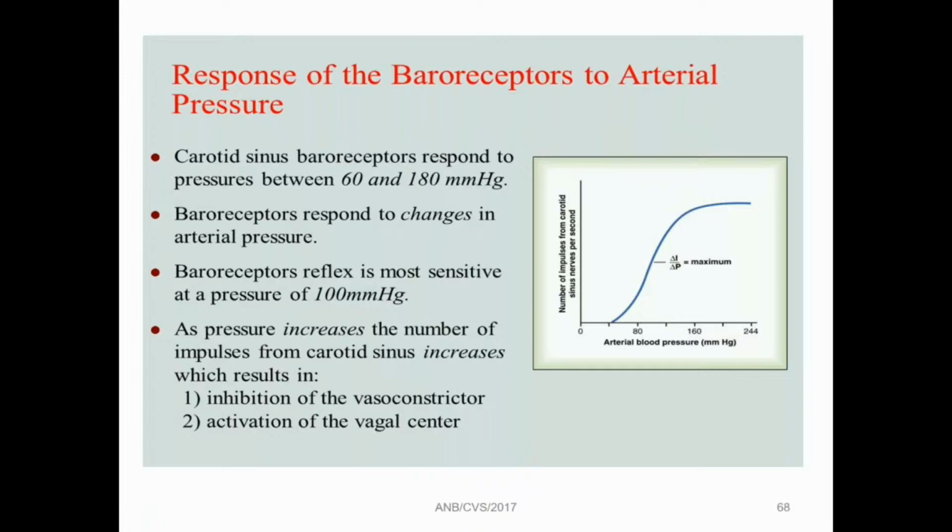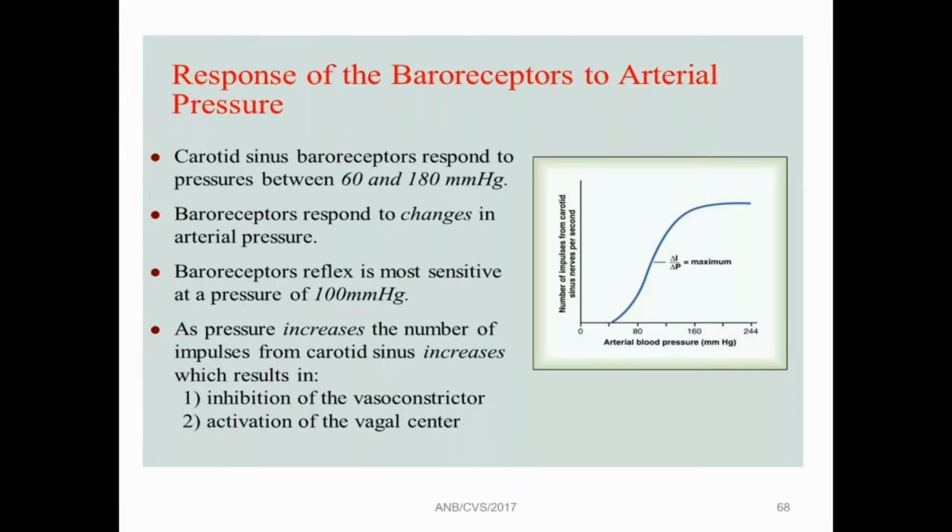Now when there is an increase in pressure, there is more firing of the baroreceptor, and the baroreceptor from the carotid sinus causes inhibition of the vasoconstrictor center. The vasoconstrictor center contains the sympathetic fibers, and they will inhibit its activity, so that it will cause a decrease in blood pressure, by decreasing the heart rate, decreasing the cardiac output, and causing vasodilation of the blood vessels.